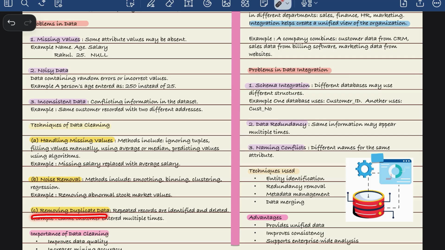Then we also have the removing duplicate data technique, in which we are identifying the repeated records, right? We can use the SQL function DISTINCT to identify how many distinct records and duplicate records there are. So we are reading our data and understanding if there are records like a customer entered multiple times. So we are able to delete them, remove them, so that our data is consistent and reliable for processing.